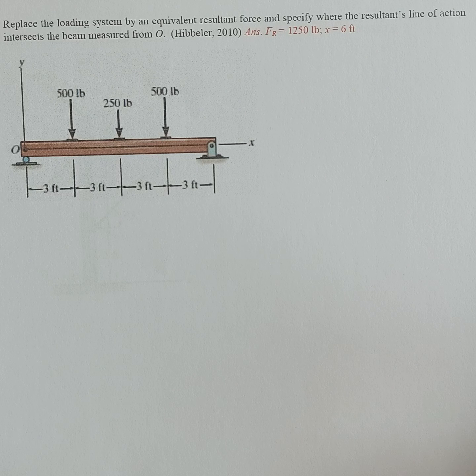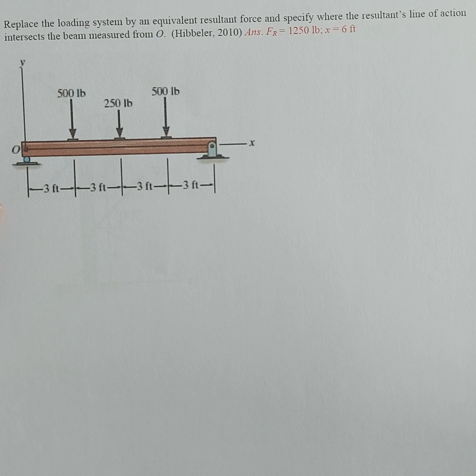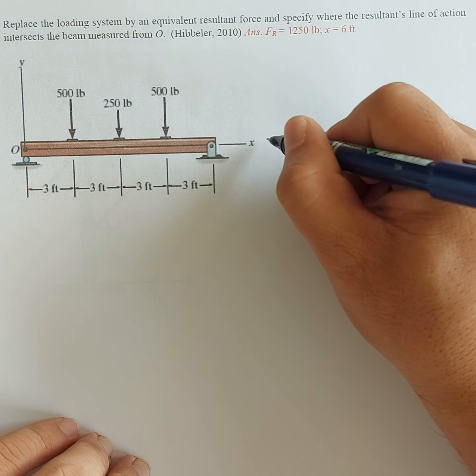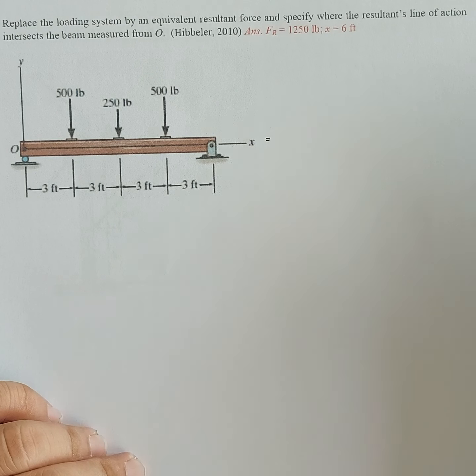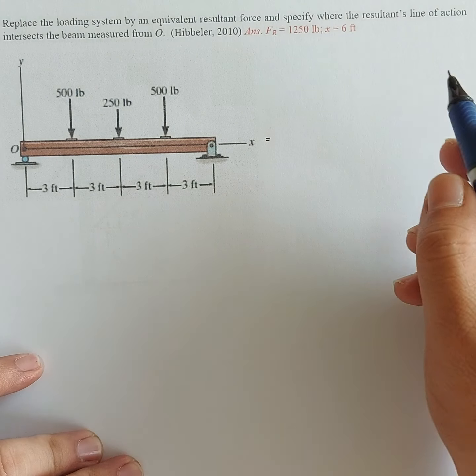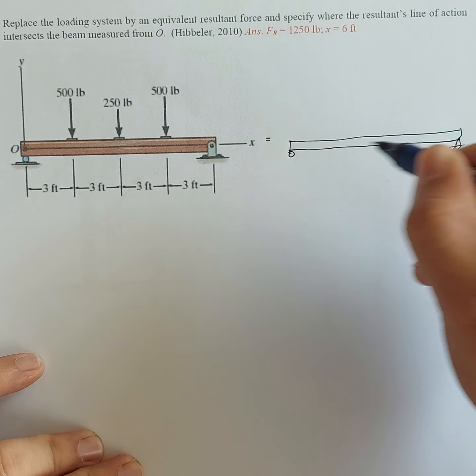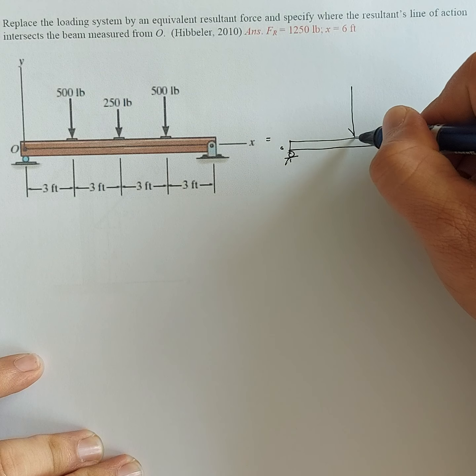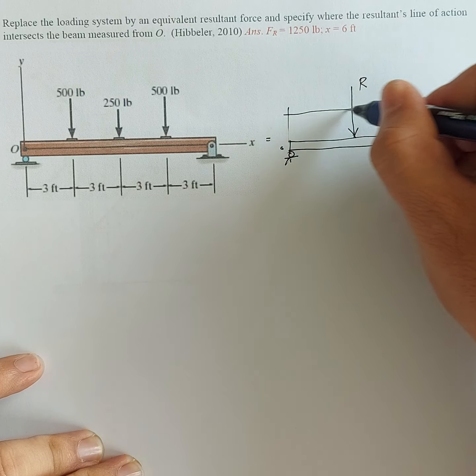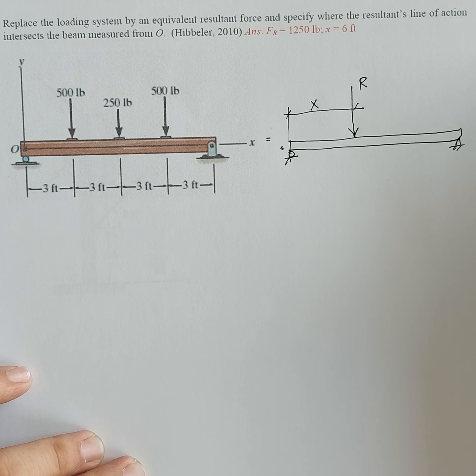Replace the loading system by an equivalent resultant force and specify where the resultant's line of action intersects the beam measured from point O. So this is point O, this is the beam, subjected by three vertical forces directed downwards. So i-convert lang natin to into a single force located at a certain distance from point O. So it's our beam. This point O. So this would be the resultant R, located at a certain distance, let's say x, from point O.